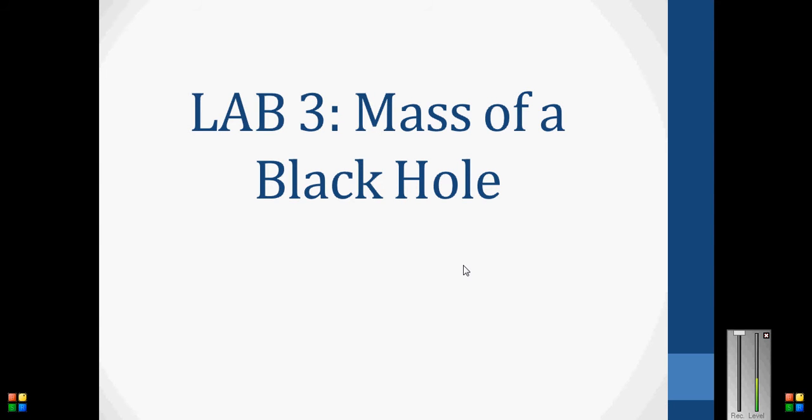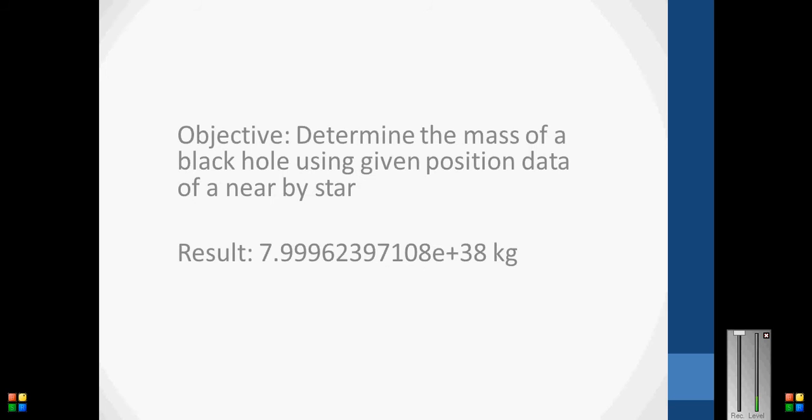Lab 3, Mass of a Black Hole. The objective of this lab was to determine the mass of a black hole using given position data of a nearby star. In order to determine the mass, we used the computational model based on Newton's second law.